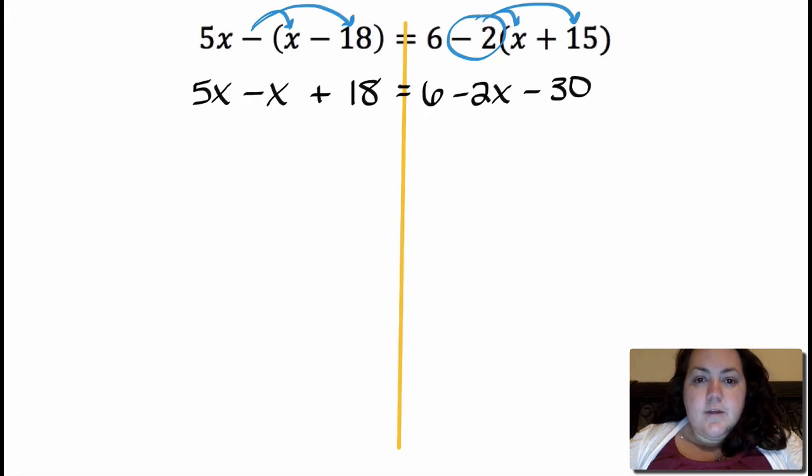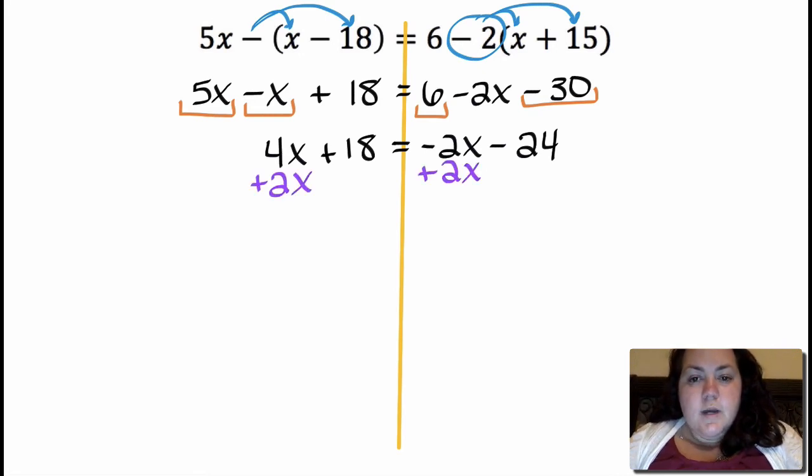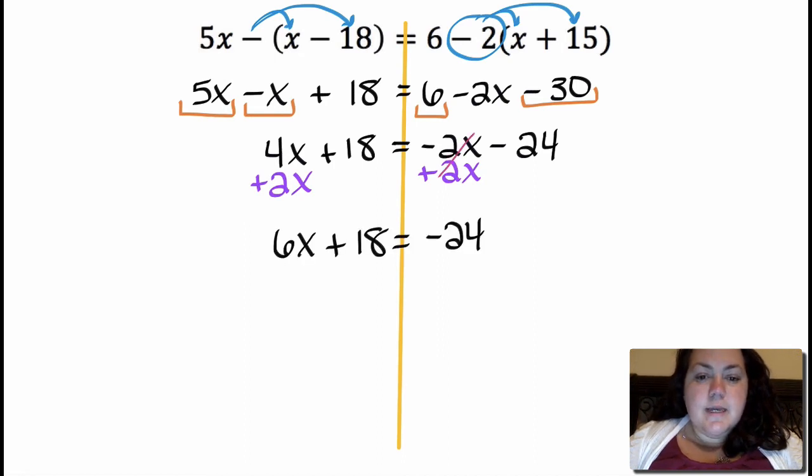And then on the left, I have two x terms, so I'm going to combine those. 5x minus an x gives me 4x, so I have 4x plus 18. On the right, I have two constant terms. I'm going to combine those. 6 minus 30 gives me negative 24. So I have negative 2x minus 24. Now I want to move the smaller x to the other side. So that's a negative 2. I'm going to add 2x to both sides. So I get 6x plus 18 equals negative 24.